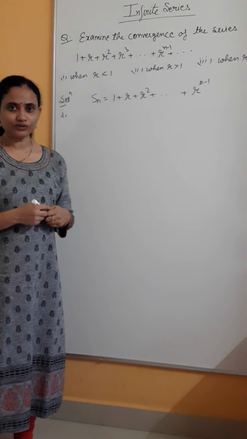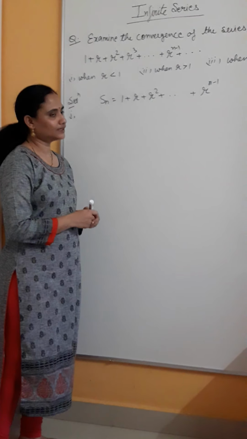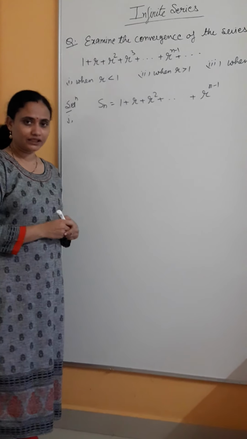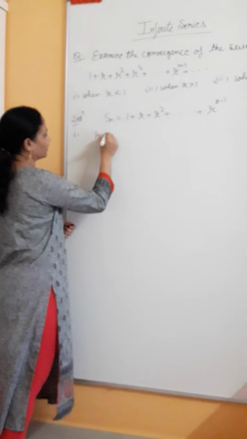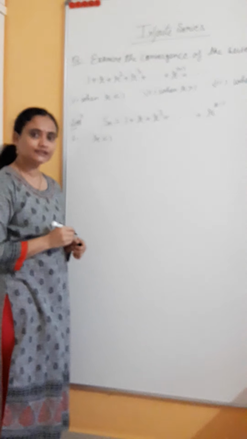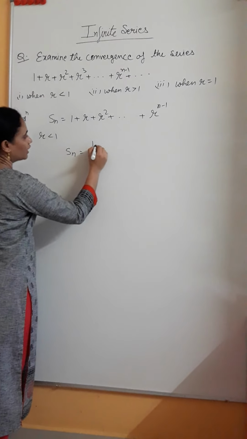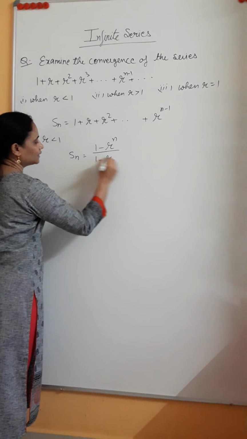So let's continue the question which we could not complete in the previous video. We have to test the convergence of the given series. Now if you see here, this is the geometric series. So first n terms we have taken as this. Now case 1 is when r is less than 1. So when r is less than 1, what is the sum of first n terms in a geometric series? This is given by (1 minus r power n) divided by (1 minus r).